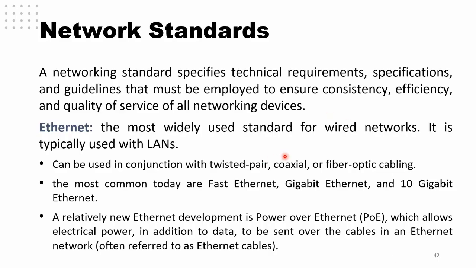So one such standard is Ethernet, which is the most widely used standard for wired networks. It is typically used with local area networks and can be used in conjunction with twisted pair, coaxial, or fiber optic cabling that we have learned before. The most common today are Fast Ethernet, Gigabit Ethernet, and 10 Gigabit Ethernet.